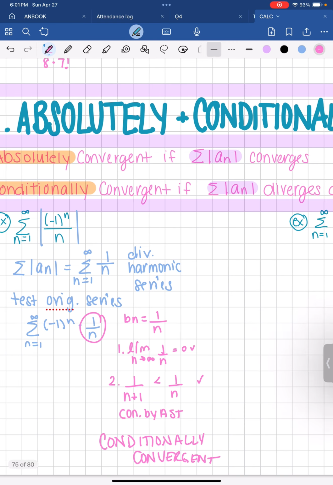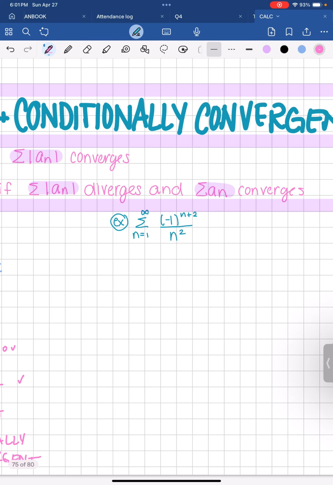Okay, let's look at one more. So first of all, let's take the absolute value of a sub n. It's going to be 1 over n squared. Well, that's the p-series. P is equal to 2. So when p is greater than 1, we are going to converge by the p-series. So because the absolute value of the series converges, donezo, we are absolutely convergent.